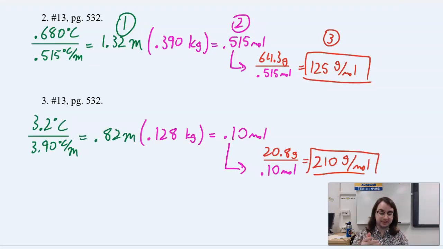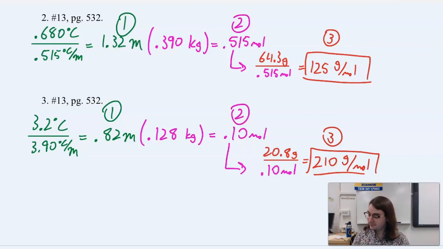It's like running through exercises. It's the same way every single time. First, I find delta TF by subtracting those two things. My new delta TF is 3.2 degrees Celsius. Remember, I'm not dealing with water here, so my KF is going to be something different. It's 3.9. I find molality. That's step 1. Repetition is always the best way to handle these things. Step 2, I find moles by multiplying it by kilograms of solvent. And then step 3, I just divide it by the grams of solute to find out the molar mass.